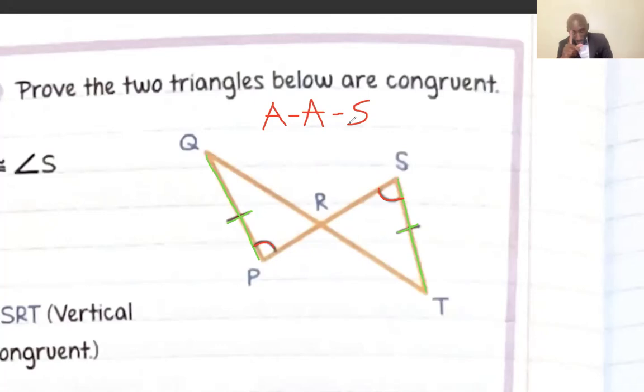Well, if I look around where point R is, I see two cross lines. And we know that when we have lines that cross and intersect at one point, those angles are vertical angles. So we know that these are congruent. So now by the angle angle side theorem, RST is congruent to RPS, angle, angle, side. That should be our answer.